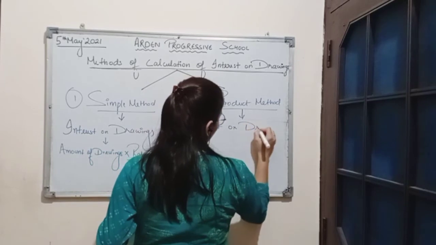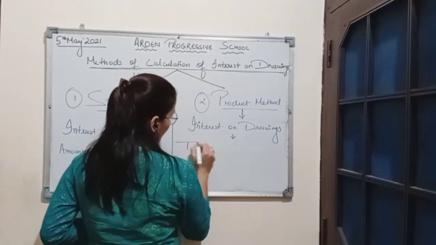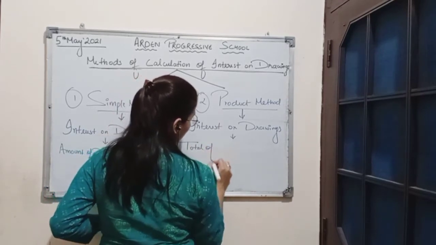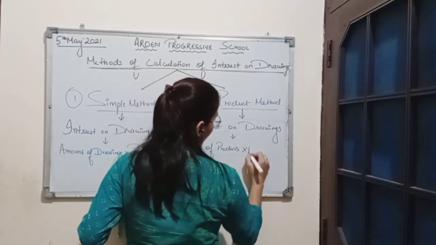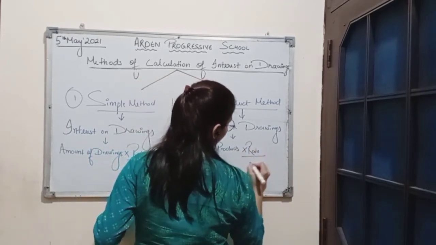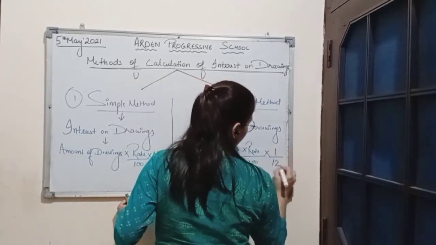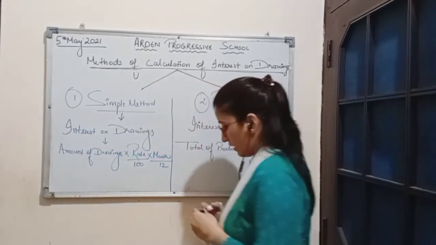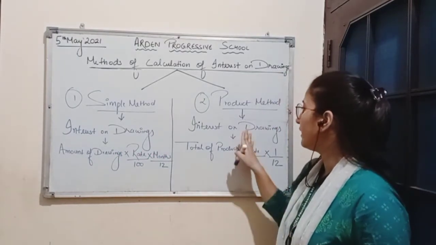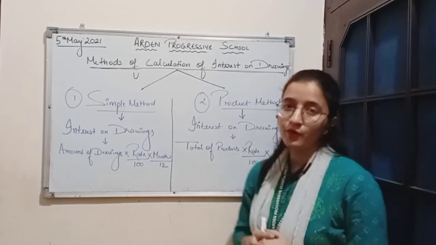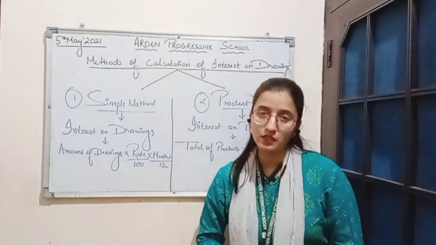Interest on drawings. Formula is total of products multiplied by rate of interest divided by 100 into 1 month divided by 12. So this is the formula for calculating interest on drawings by product method. We will understand these methods by solving a numerical question.